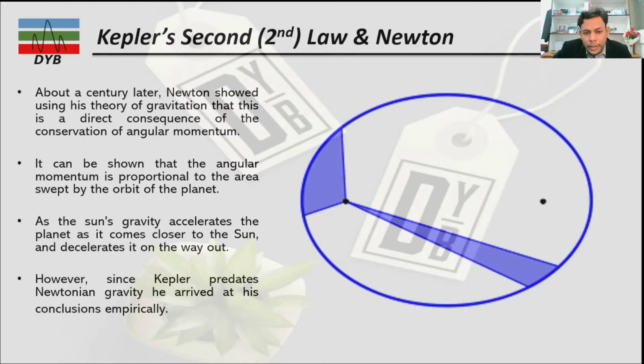the planet. So as you know, the Sun's gravity accelerates the planet when it is near, and it comes closer to the Sun, and decelerates when it is moving away from the Sun. However, Kepler predated Newtonian gravity, so he arrived at his conclusion empirically. We are not going to explain that empirical part here, but just theoretically I am going to explain in this part of the lecture.